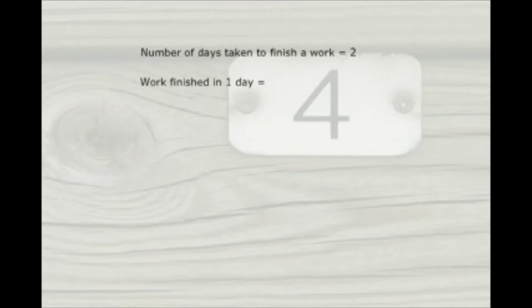Before we begin this question, there's one important concept that we need to understand. Let's say I can finish a piece of work in 2 days. What does this mean? This means that in 1 day, I will finish 1 by 2 of the work, or 1/2 of the work. So in 2 days, I will complete 1 by 2 plus 1 by 2. That is 1 or the entire work. Okay? Now with this information in mind, let us attack the question.